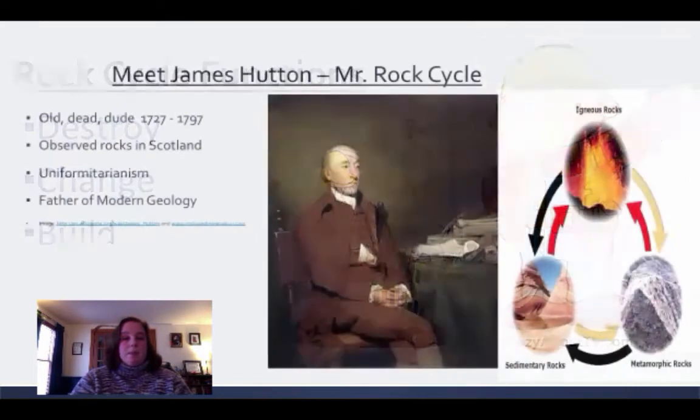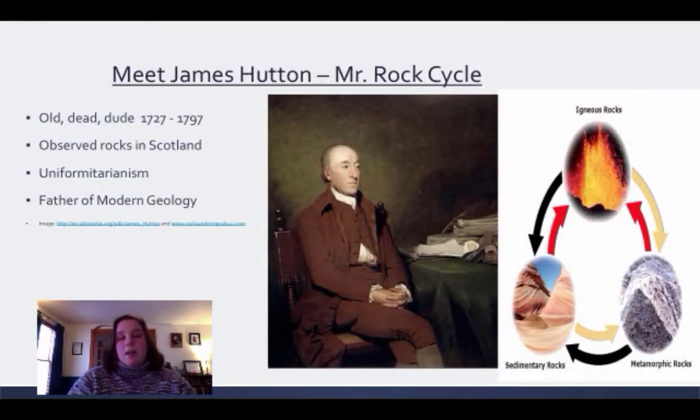So I'd like you to meet one of the guys from my old dead dude club. His name is James Hutton. He's also known as Mr. Rock Cycle. He's also known as the father of modern geology. And where he got all his information was he really studied many different rock types in Scotland.